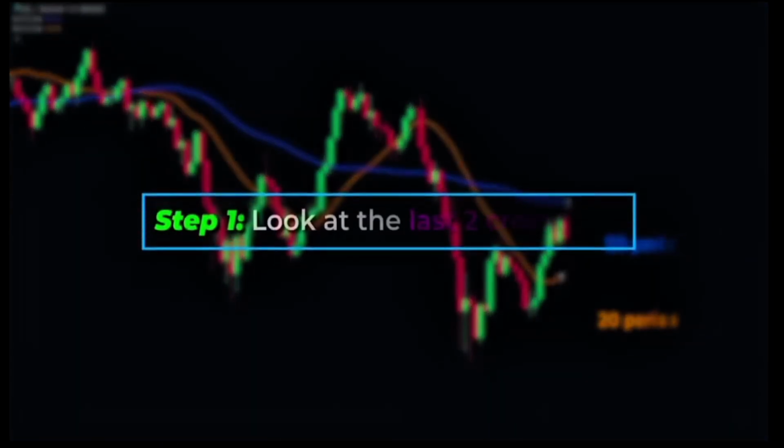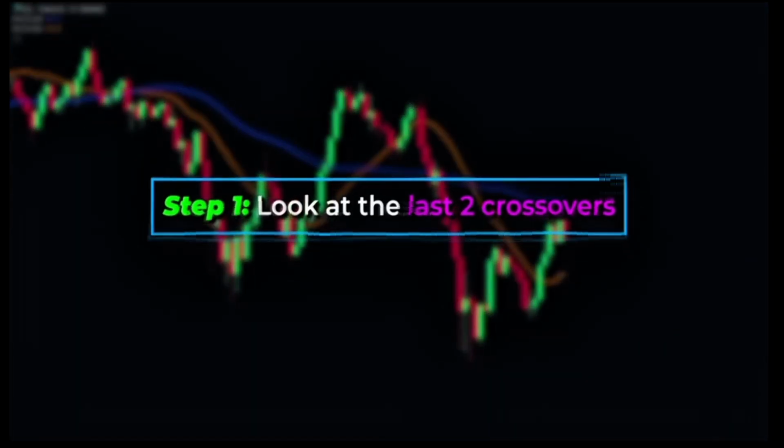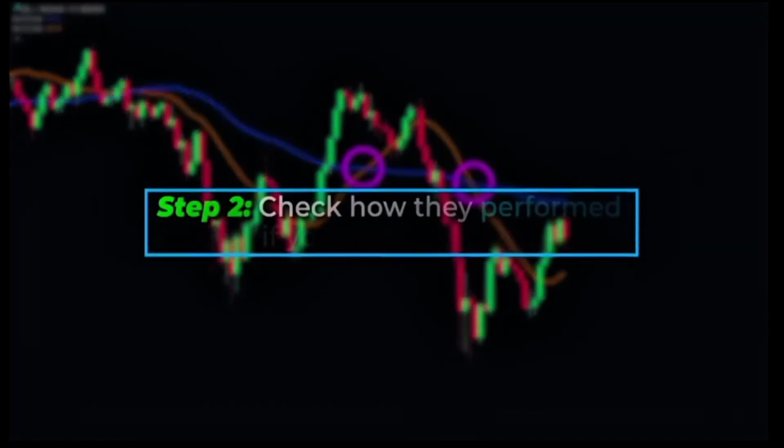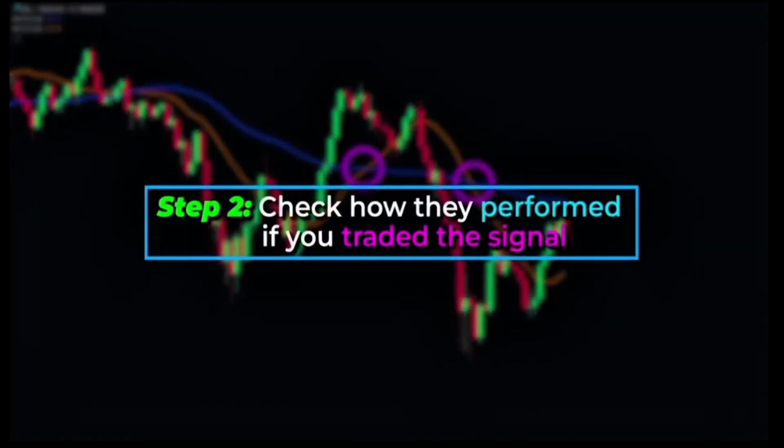So, the first thing you want to do is look at the last two crossovers that formed on the chart. In this case, it's this one and this one. Then you want to check how those two crossovers would have performed if you had traded the signal.